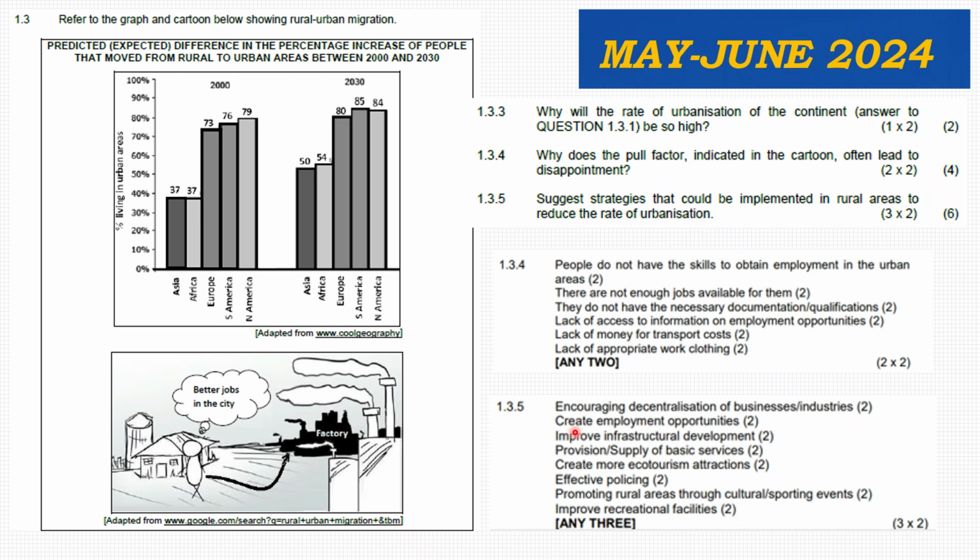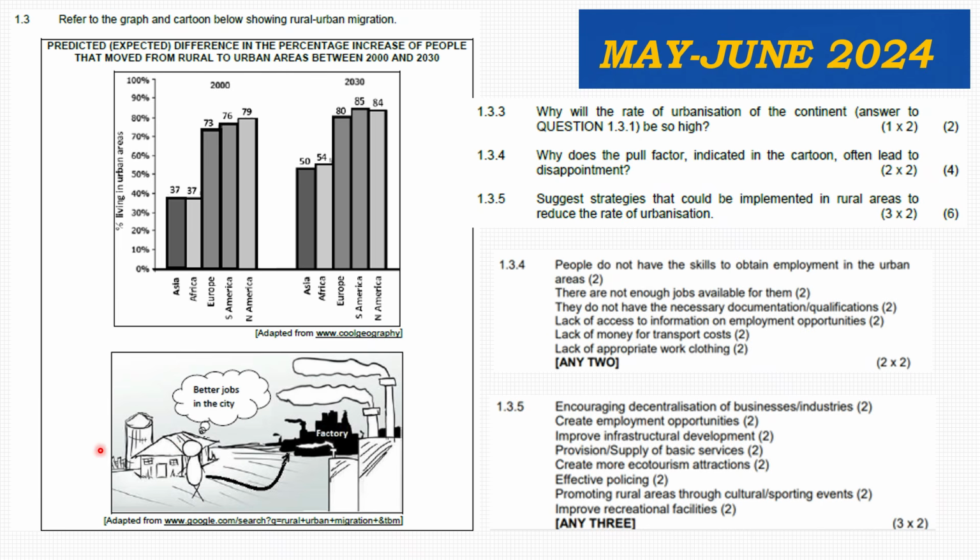We can create job opportunities in the rural area. When you do that, there won't be a lot of people going to the urban area. We can improve infrastructure in our rural area. By doing this, obviously, people will remain there. We can provide basic services. Remember, when we spoke about the push factors, we said there's poor service delivery there. We can create tourist attractions, effective policing, and promote rural areas through cultural and sporting events. We can improve our recreational facilities in our rural areas. We can have more entertainment facilities.